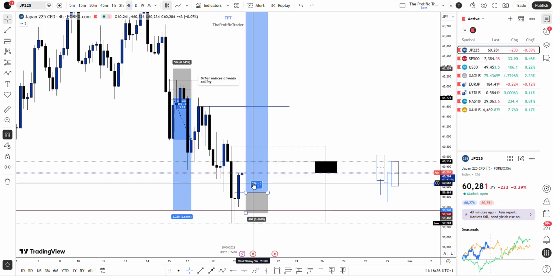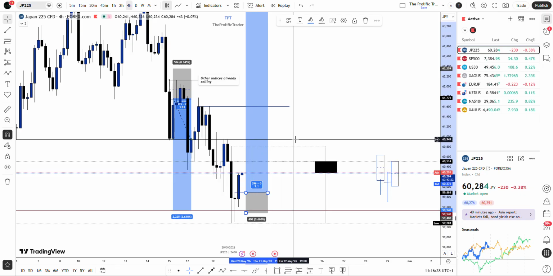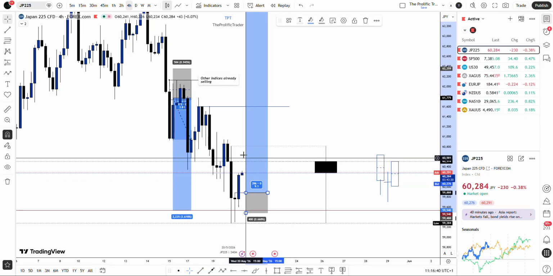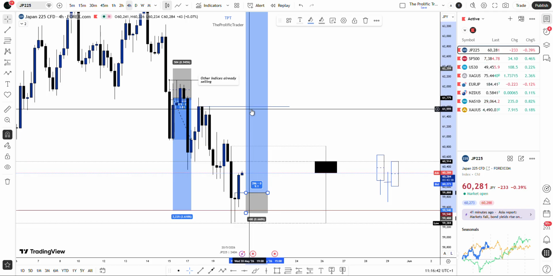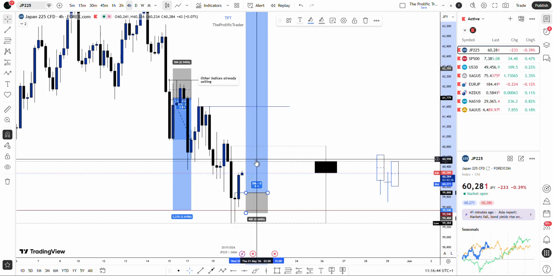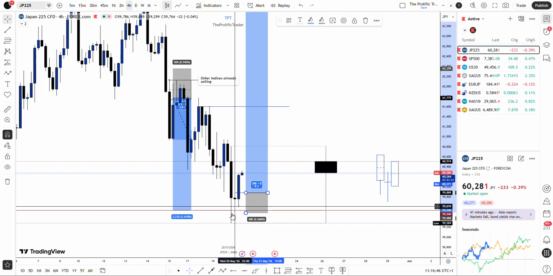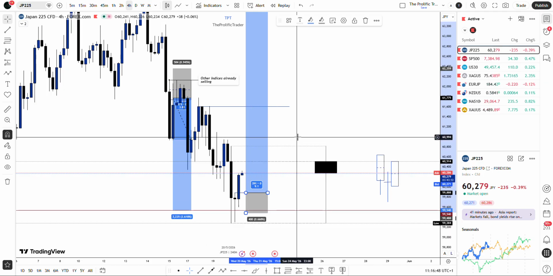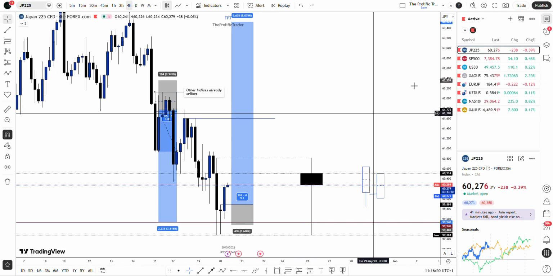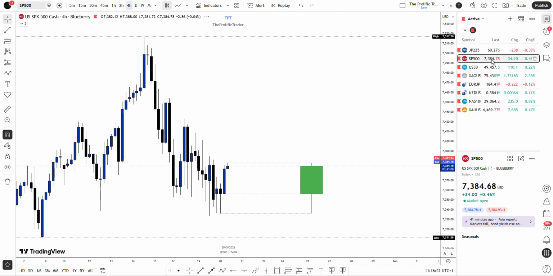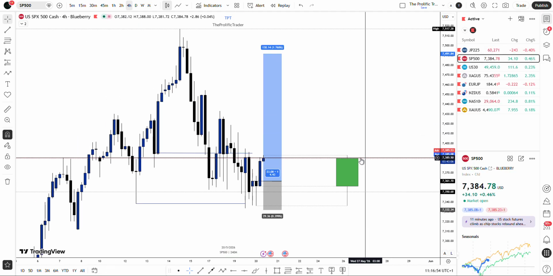So if this guy should move and he wants to continue selling, it has to buy first, at least to this area, okay, or to this area before dumping. But the reaction already signals today for us to buy. All right, so that's that for JP225. Now coming to S&P 500, almost the same thing.